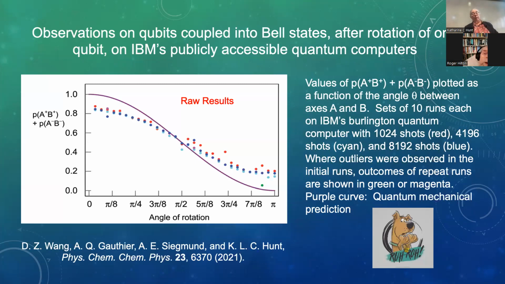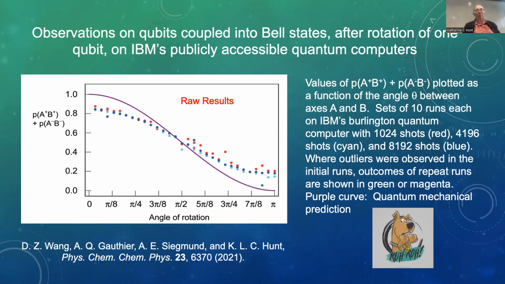So here are the results of our first test. This was IBM Burlington. These are the results for the probability of spin up, plus the probability of spin down on IBM Burlington. This is just looking at the one side of the Bell inequalities. And I have Scooby-Doo up there from the cartoon show because he was famous for uttering "ruh-roh," which means there's a problem here. And there is indeed a problem here.